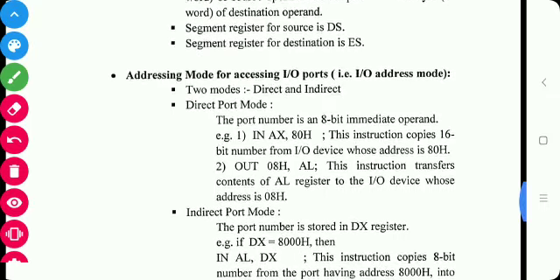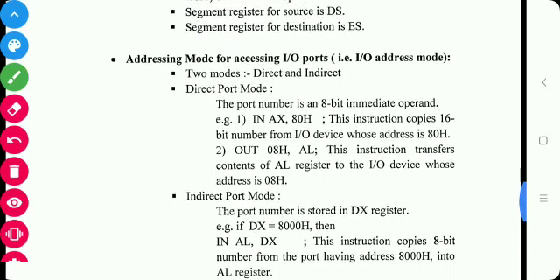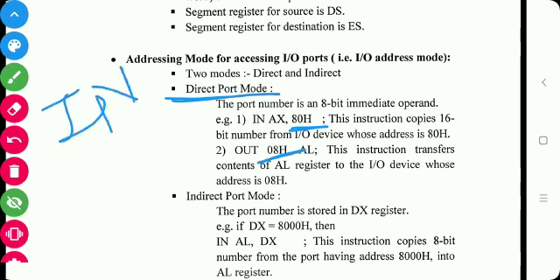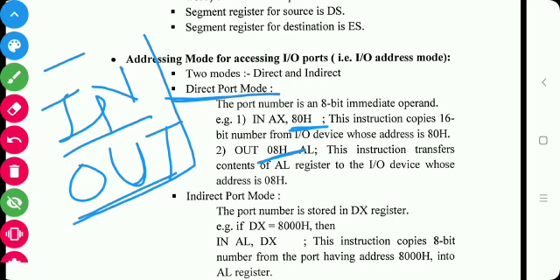Next is the addressing mode for accessing I/O ports. Here there are two addressing modes: direct port mode and indirect port mode. The 8086 uses port addressing, in which input and output can be taken through input and output ports. In the direct port mode, the address of the input or output port is given in the instruction. For the ports there are only two instructions: IN and OUT. These two instructions are used for port addressing.